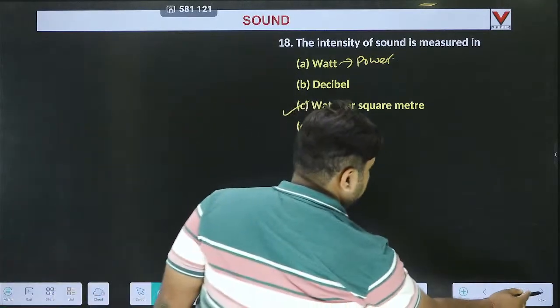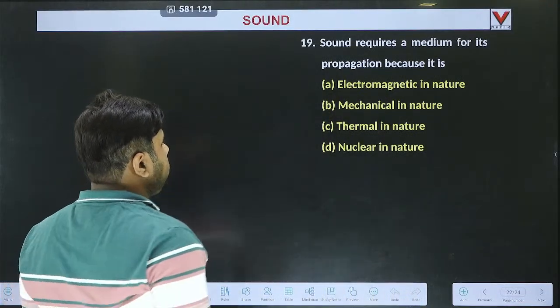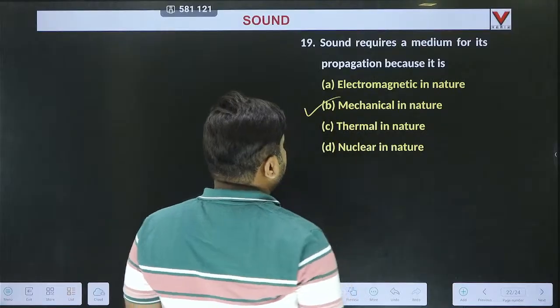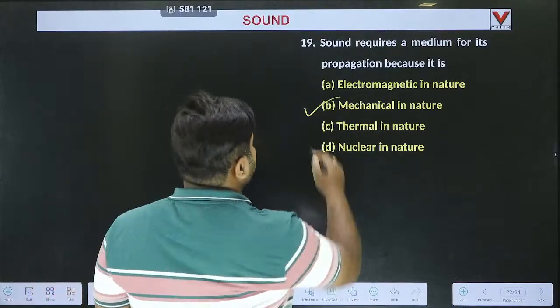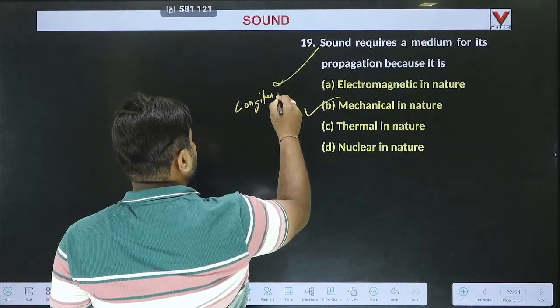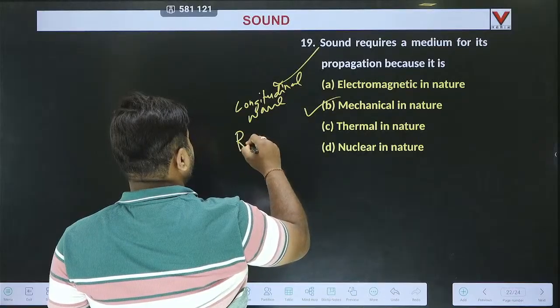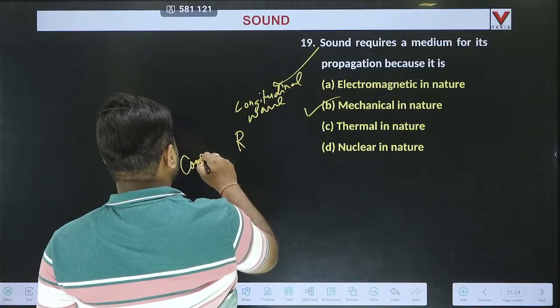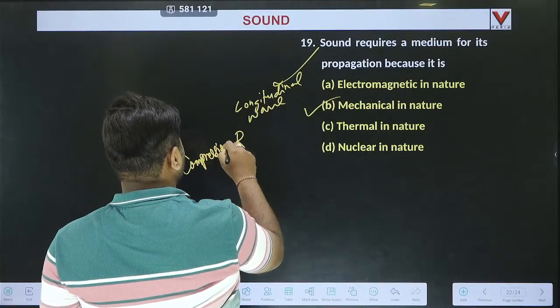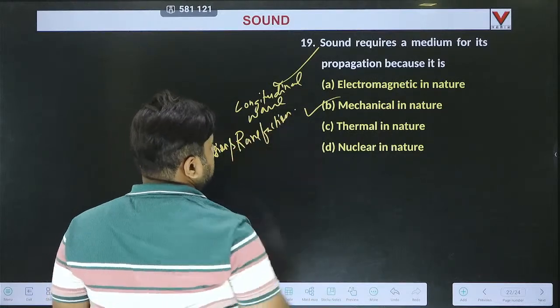Okay, so sound requires a medium for its propagation because we have seen it is what? A mechanical wave, and sound wave is which wave? Longitudinal wave. Okay, so longitudinal wave, already we have discussed this. Longitudinal wave means it propagates in the form of compression and rarefaction.